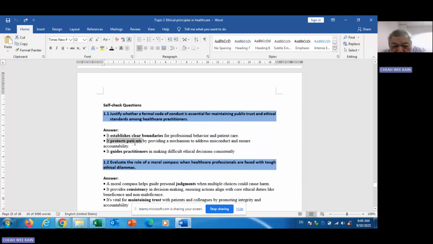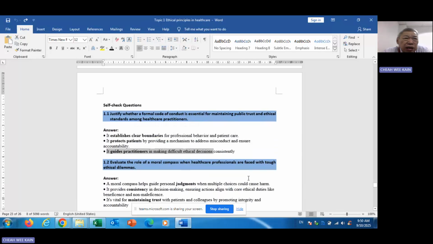It protects patients by providing a mechanism to address misconduct and ensure accountability. Where is the mechanism? The mechanism is in the code of conduct. Failure to do this or failure not to do something, there will be some penalties. Sometimes it's listed in the code of conduct. Okay? It guides the practitioner in making difficult ethical decisions consistently.